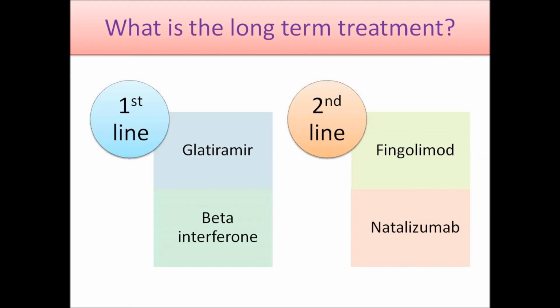What about during remissions? We want to prevent relapse. So for long-term treatment, we have first-line treatments and second-line treatments. Actually, there is a long list of drugs for multiple sclerosis, but these are the most widely used. First line include glatiramer and beta interferon. They decrease the incidence of relapse by 30%. Second line drugs include fingolimod and natalizumab. These drugs are immune modulators, so they suppress the immune response towards the myelin sheaths.